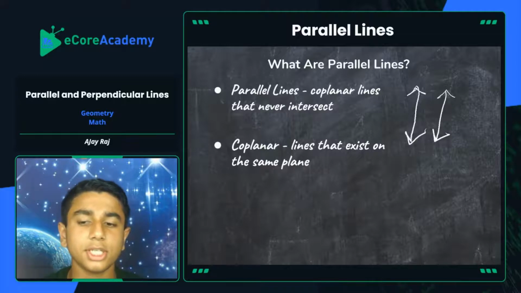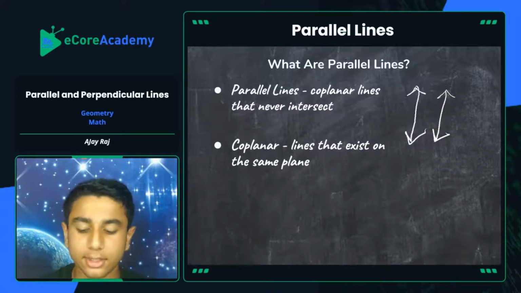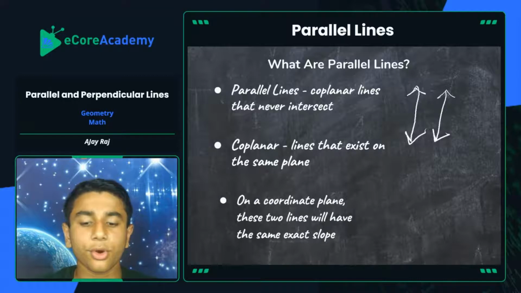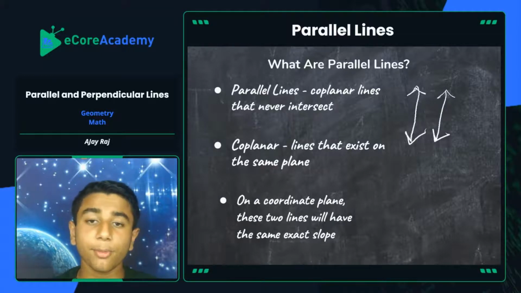So this is the only type of line that will never intersect. And on a coordinate plane, these two lines will have the same exact slope. And that's why I had to bring in slope into this lesson.